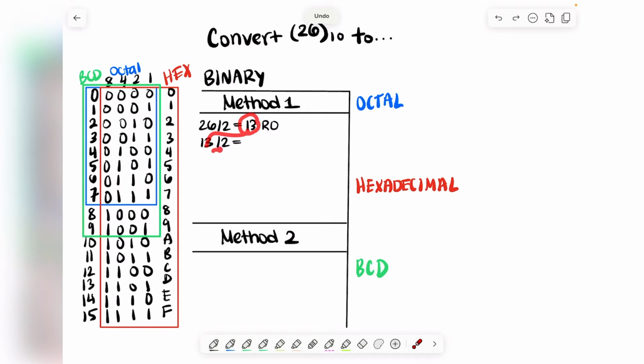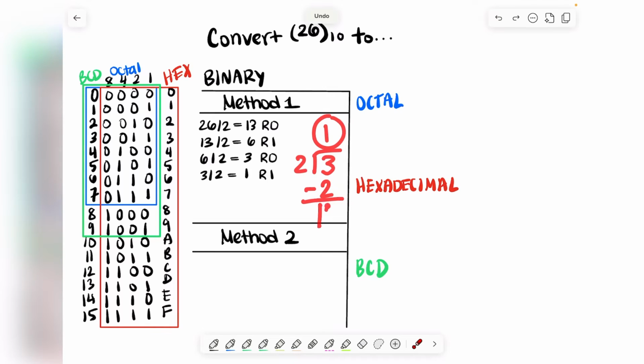So 13 divided by 2, that's 2 times 6, that's 12, 1. So the answer is 6 with a remainder of 1. Then we take 6 and we divide it by 2, that's 3 with a remainder of 0 because it divides evenly. Then we take 3 and we divide it by 2. That's 2 times 1, that's 2, that's 1, so the answer is 1 with a remainder of 1.